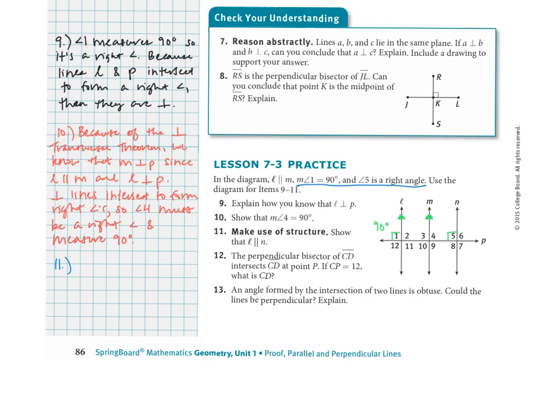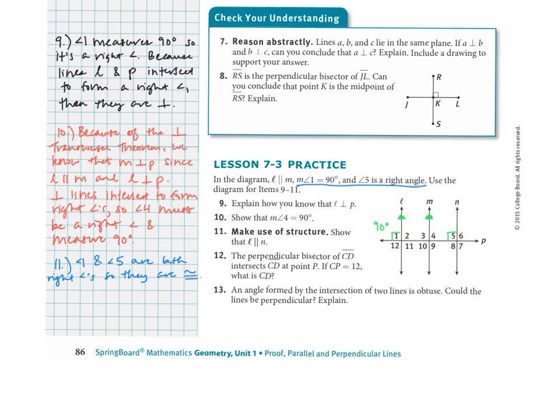We know the measure of angle 1 is 90 degrees, and we know that angle 5 is a right angle. So technically, we know angle 1 and angle 5 are both right angles, so they have to be congruent. Let's start by writing that information down. So angle 1 and angle 5 are both right angles, so they are congruent.